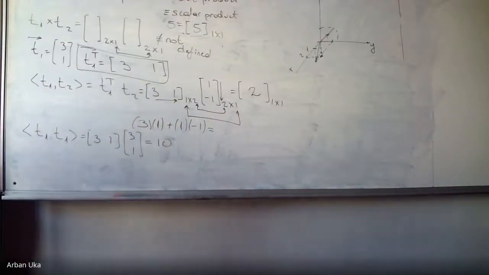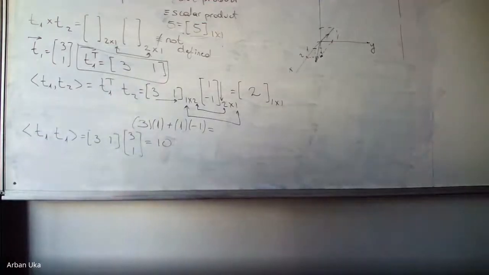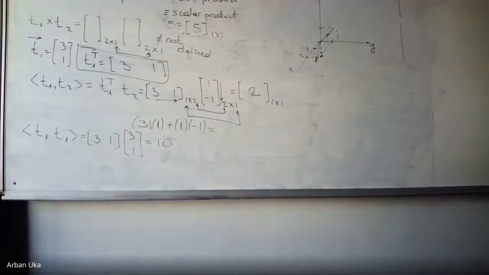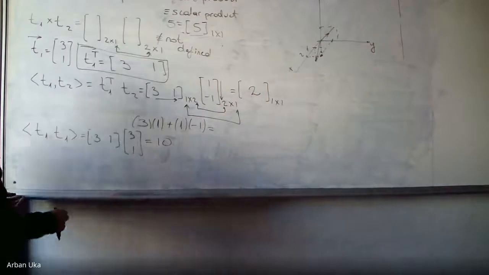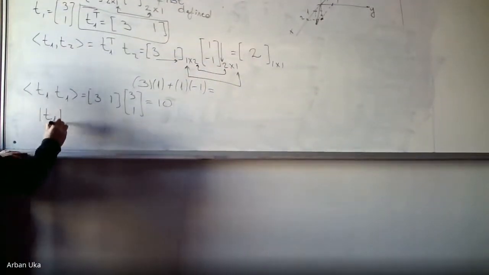Now, we are still talking about the inner product. After the inner product, we can also define the magnitude of a vector. So T1, we can write it like this.